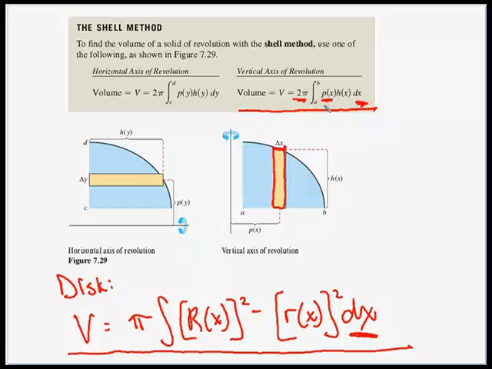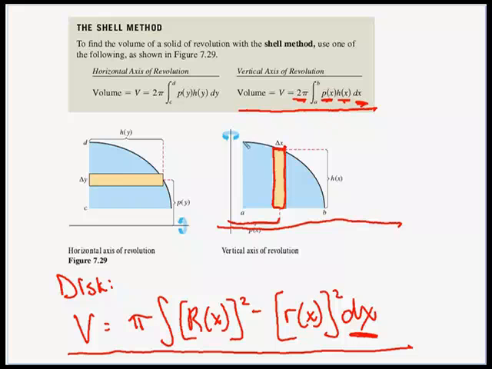So what is P of x? P of x is just the distance we are away from the axis of rotation. Here is going to be our y-axis, so most of the time P of x is just going to be x.